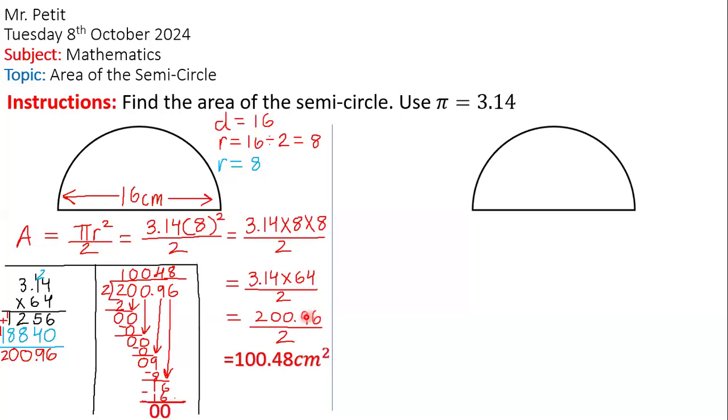196. I mean 296. Oh, I'm sorry, I'm saying this wrong. 200.96, all over 2. And 200.96 divided by 2 is 100.48 centimeters squared.